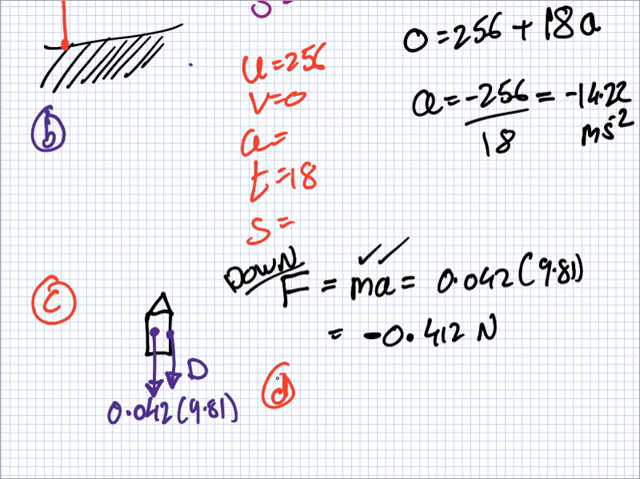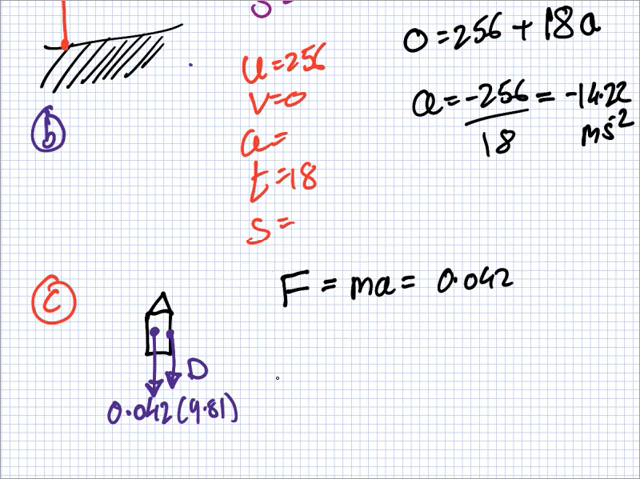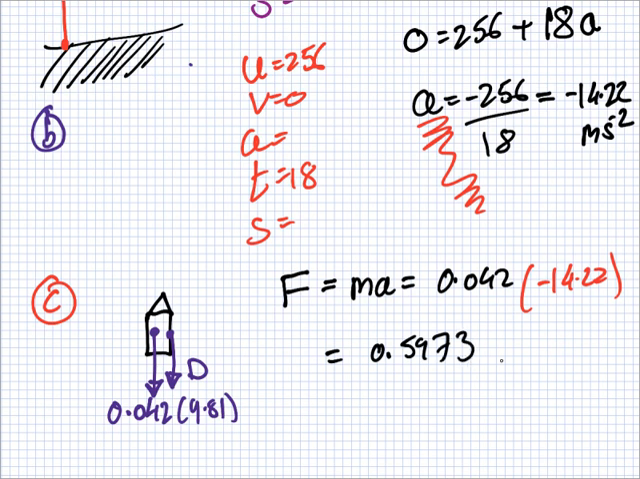If you multiply by the B answer, you get your answer. Sorry, my mistake. Bad teacher. I put in 9.81. I shouldn't have put in 9.81. I forgot what the A was. I just worked it out right there. It's minus 14.22. Goodness sake. Is that the right answer? Yes. 0.5973 newtons.